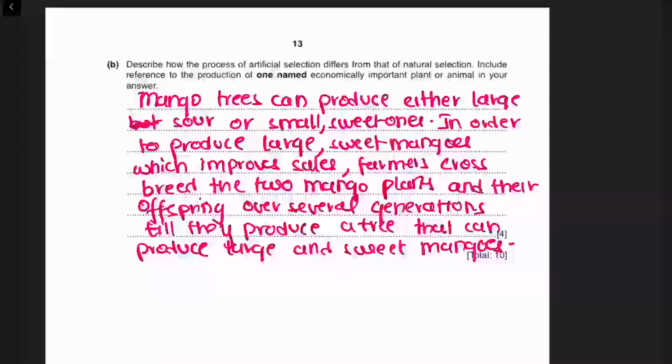Now, wait a sec. Actually, June 2017. Paper 2.